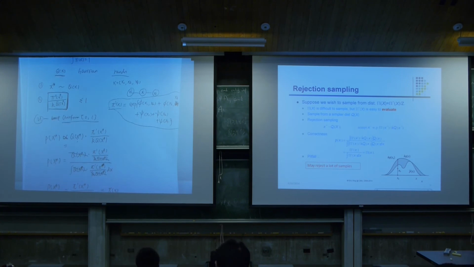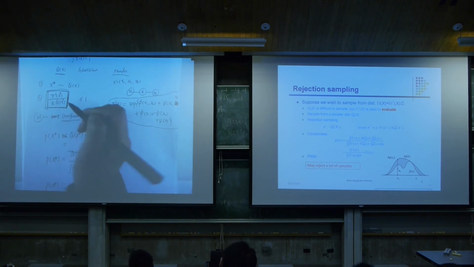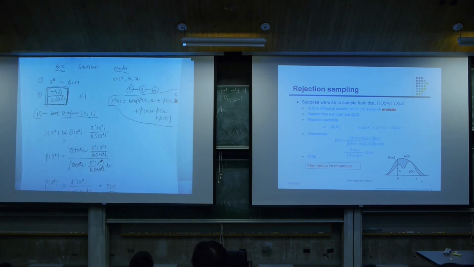Let's summarize the two steps. First, you define a simpler distribution Qx and draw a sample from it. And in the second step, you compute this accept probability and use this probability to make a decision whether you accept X star or not.